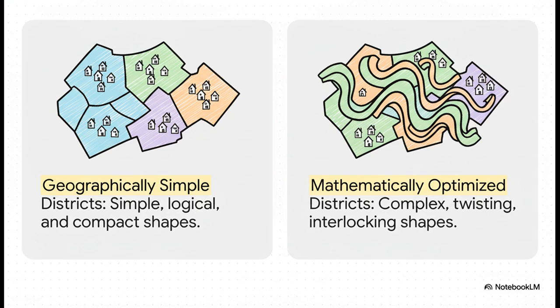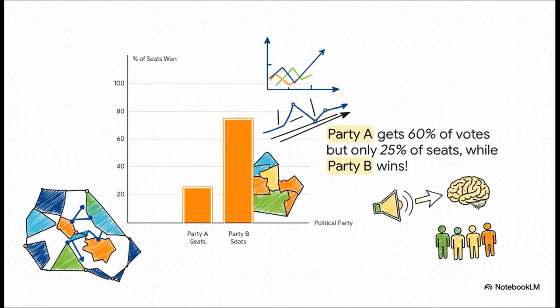These are what some people call mathematically optimized districts. See how they snake around and interlock in these bizarre shapes? That is not an accident. That is a design. And here's the punchline. This is what that design gets you.